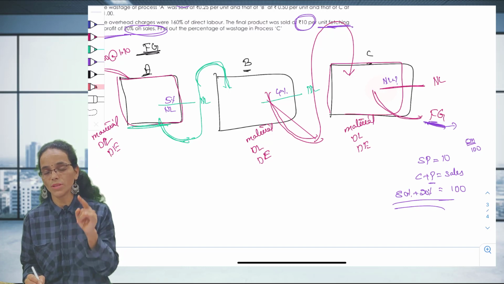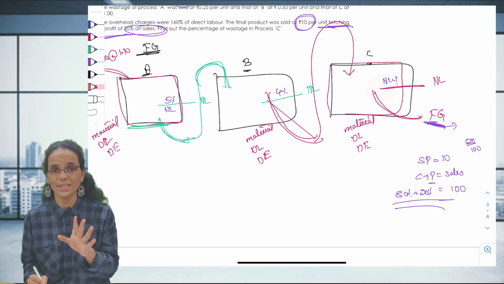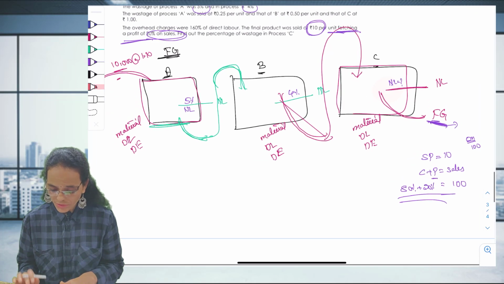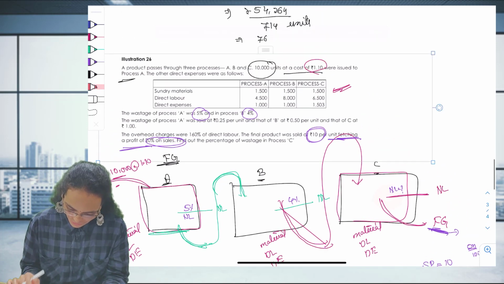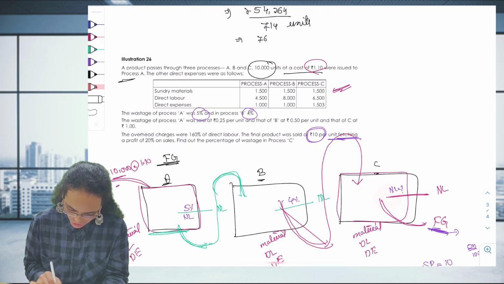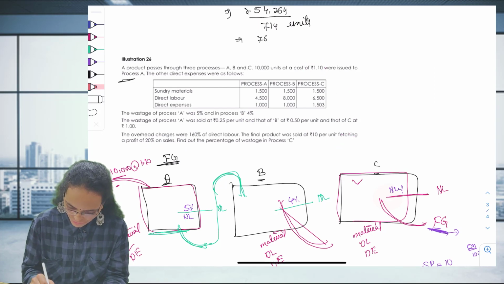Guys, this type of problem can also be expected in the examination. Don't take it easy. Now we will solve this question. You understood the question, right? Now I'll quickly write it.